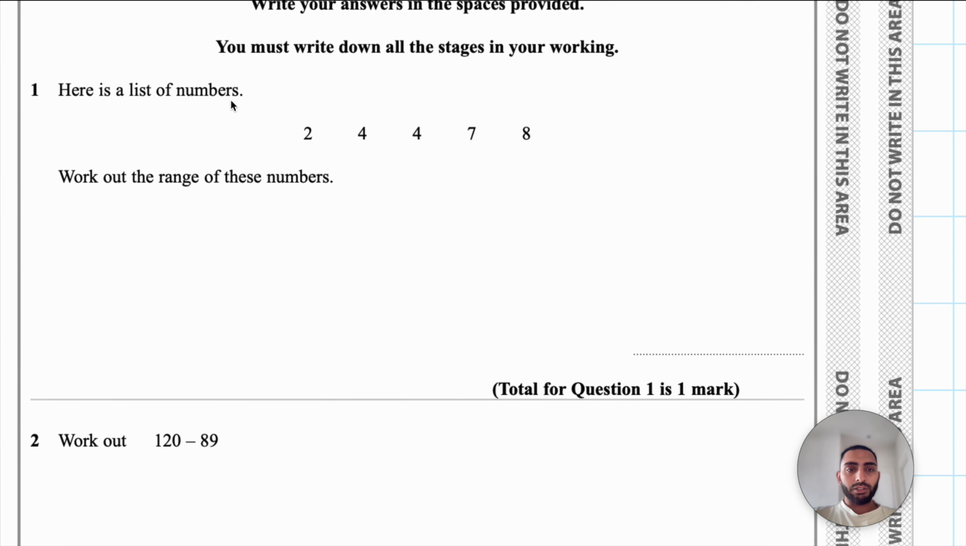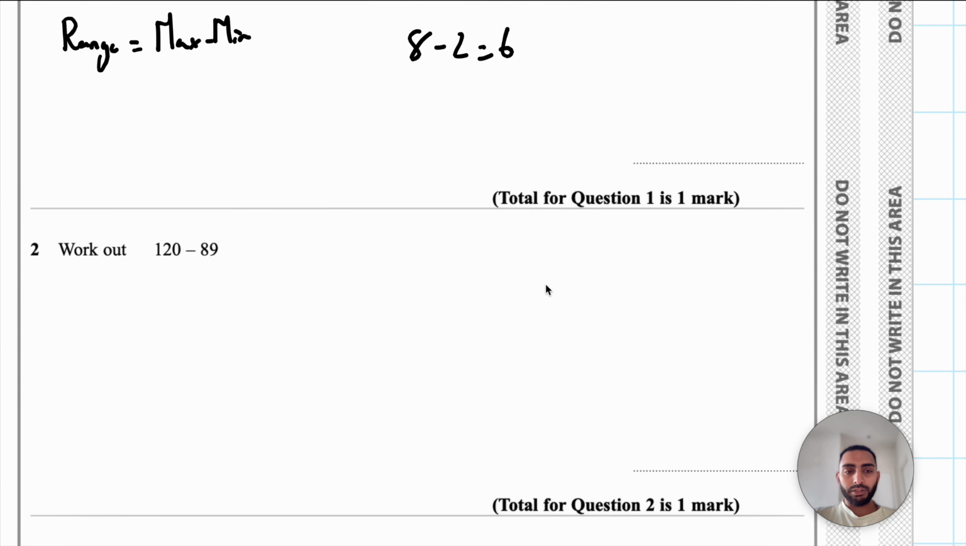Question 1. Here is a list of numbers. Work out the range of these numbers. To work out the range, all we need to do is take the smallest number away from the largest number. So we're doing the maximum, take away the minimum. The largest number here is 8. The smallest number is 2, so it's 8 take away 2, which is 6.